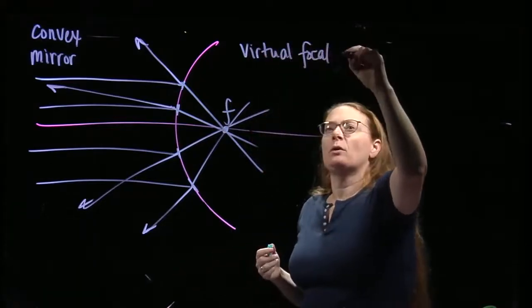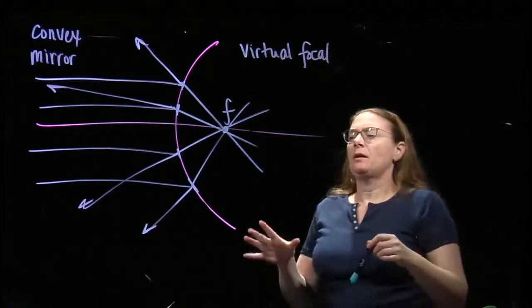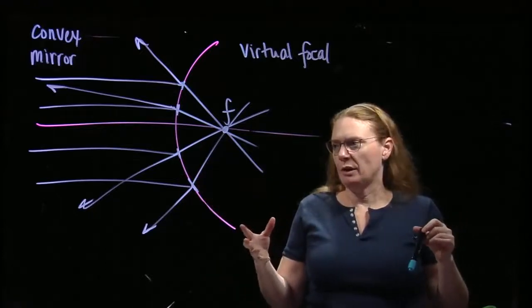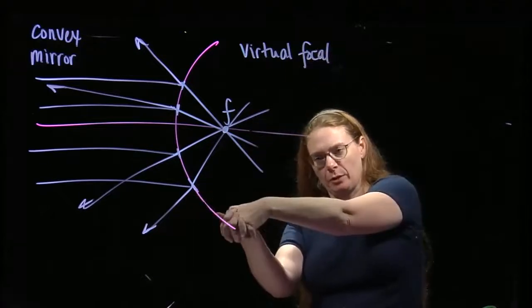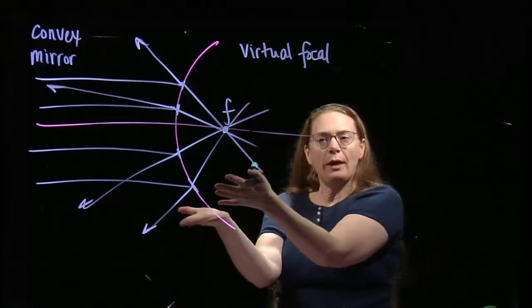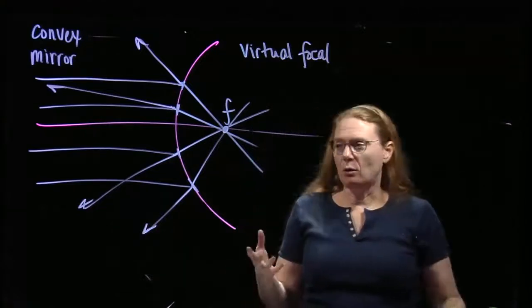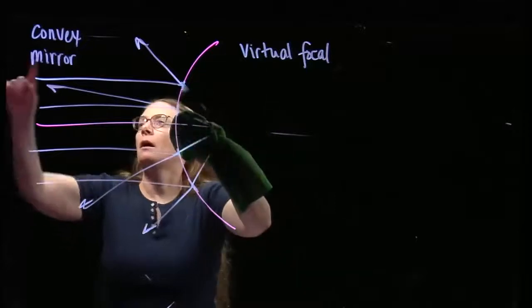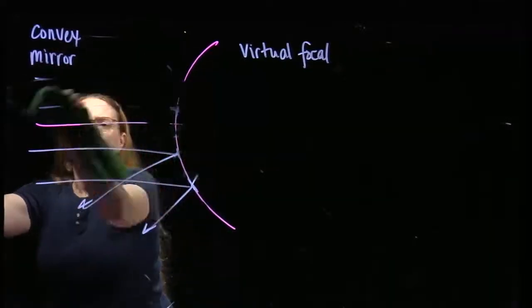So virtual focal. And that means that we can't have a real image formed, because a real image is formed when the light rays actually converge at a point. There's no way that this mirror can actually converge things. So we can't get a real image from a convex mirror. But what can we see?